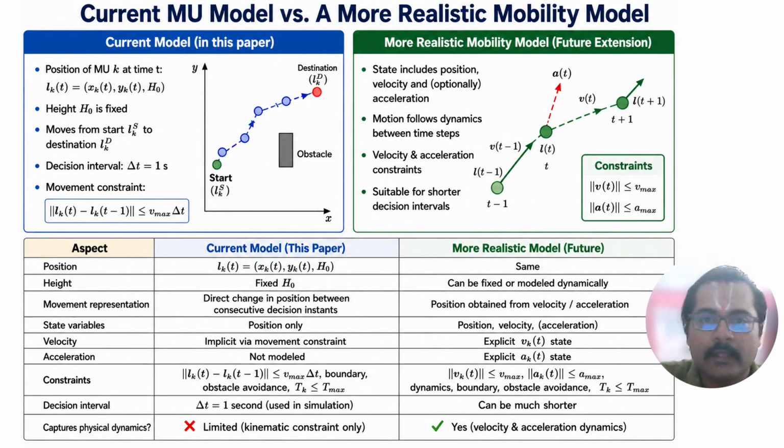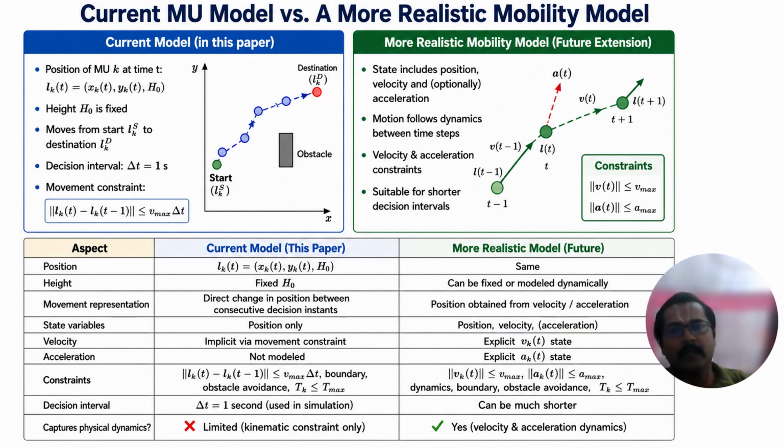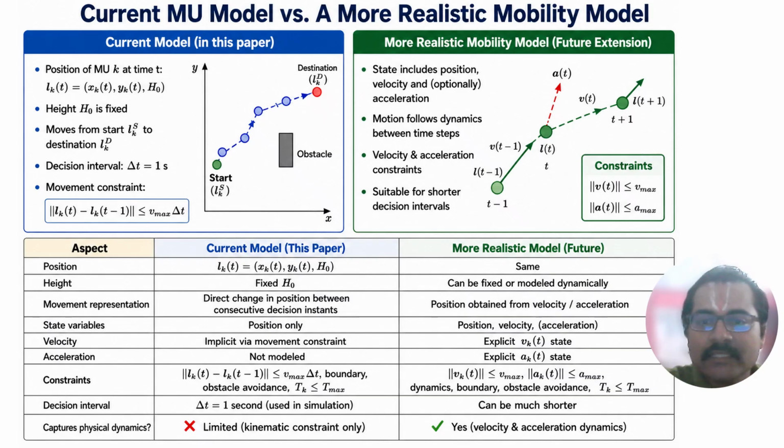According to the paper, one of the limitations is that a simple mobile user model has been taken. In that model, the state depends only on position. If you want it to be more realistic, velocity and acceleration should also be considered. When you're designing the state, your state should include position, velocity and acceleration.